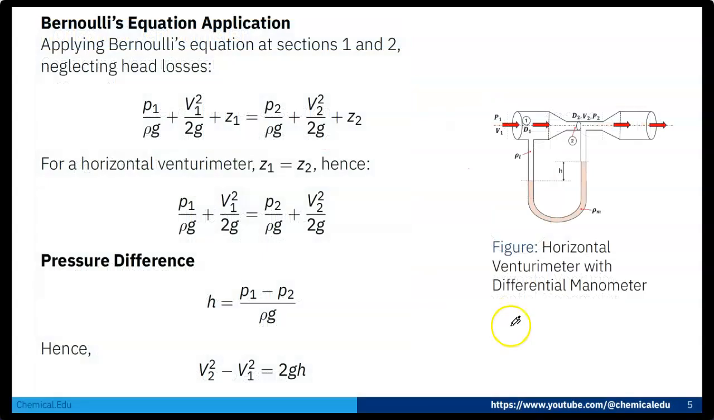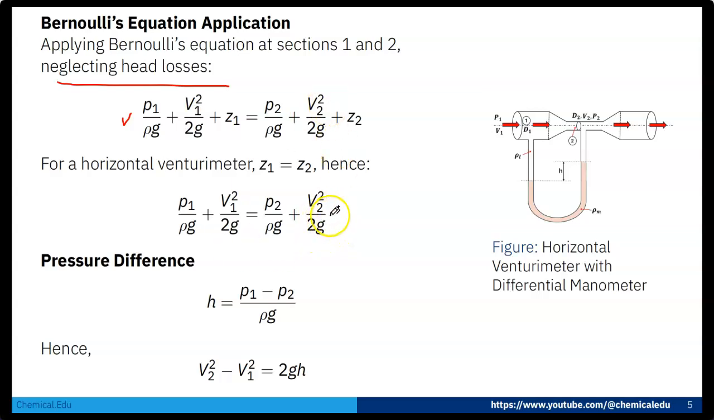Now I am applying Bernoulli's equation at point 1 and point 2, for section 1 and section 2. So we know Bernoulli's equation neglecting head loss, here I am considering there are no frictional losses. So P1 by rho G plus V1 square by 2G plus Z1 is equal to P2 by rho G plus V2 square by 2G plus Z2. Now this is a horizontal Venturimeter, so Z1 is equal to Z2. So the equation becomes P1 by rho G plus V1 square by 2G is equal to P2 by rho G plus V2 square by 2G.